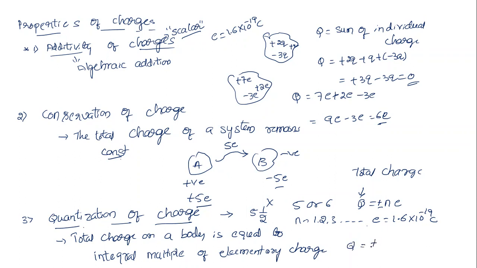Q equal to plus or minus n times e, where n is the number of particles, like 1, 2, 3, any whole number, and e is the elementary charge value. Okay students, are these 3 properties clear to all of you now? If you have any doubt regarding these 3 properties, please let me know and I'll explain. If not, I'll move on to the next slide.